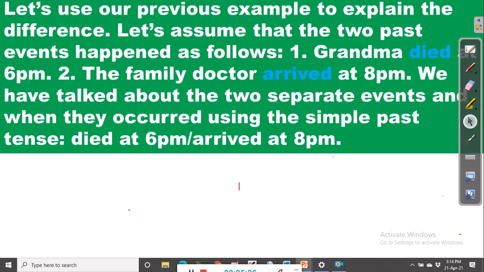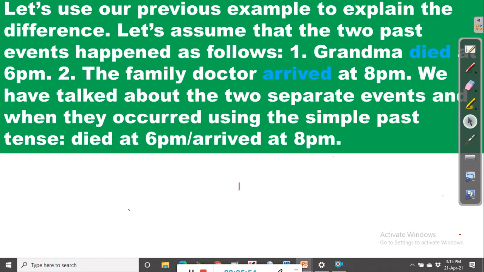Let's use our previous example to explain the difference. Let's assume that the two past events happened as follows. Number one, grandma died at 6 p.m. 2, the family doctor arrived at 8 p.m. We have talked about the two separate events and we have indicated when they occurred, the specific time they happened, using the simple past tense.